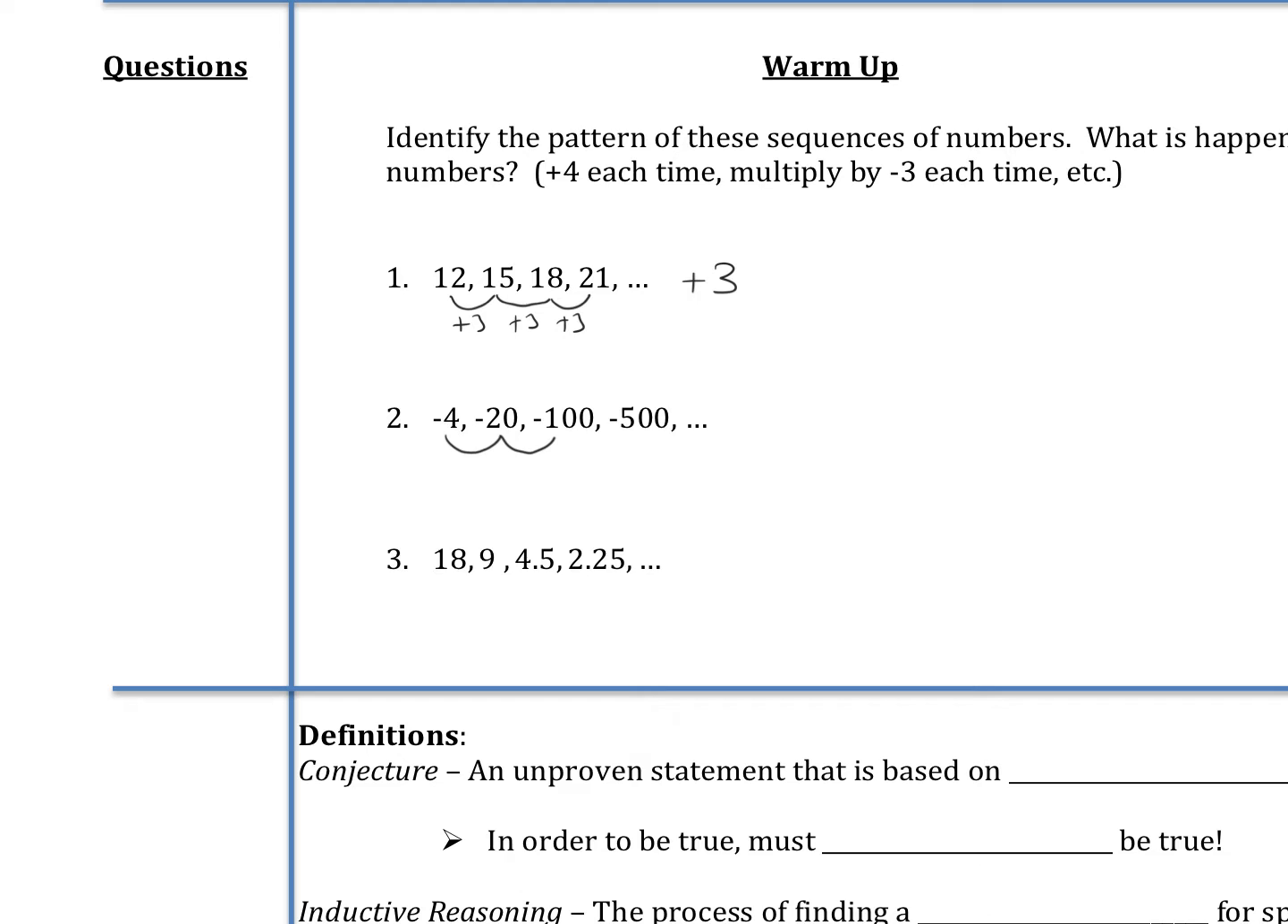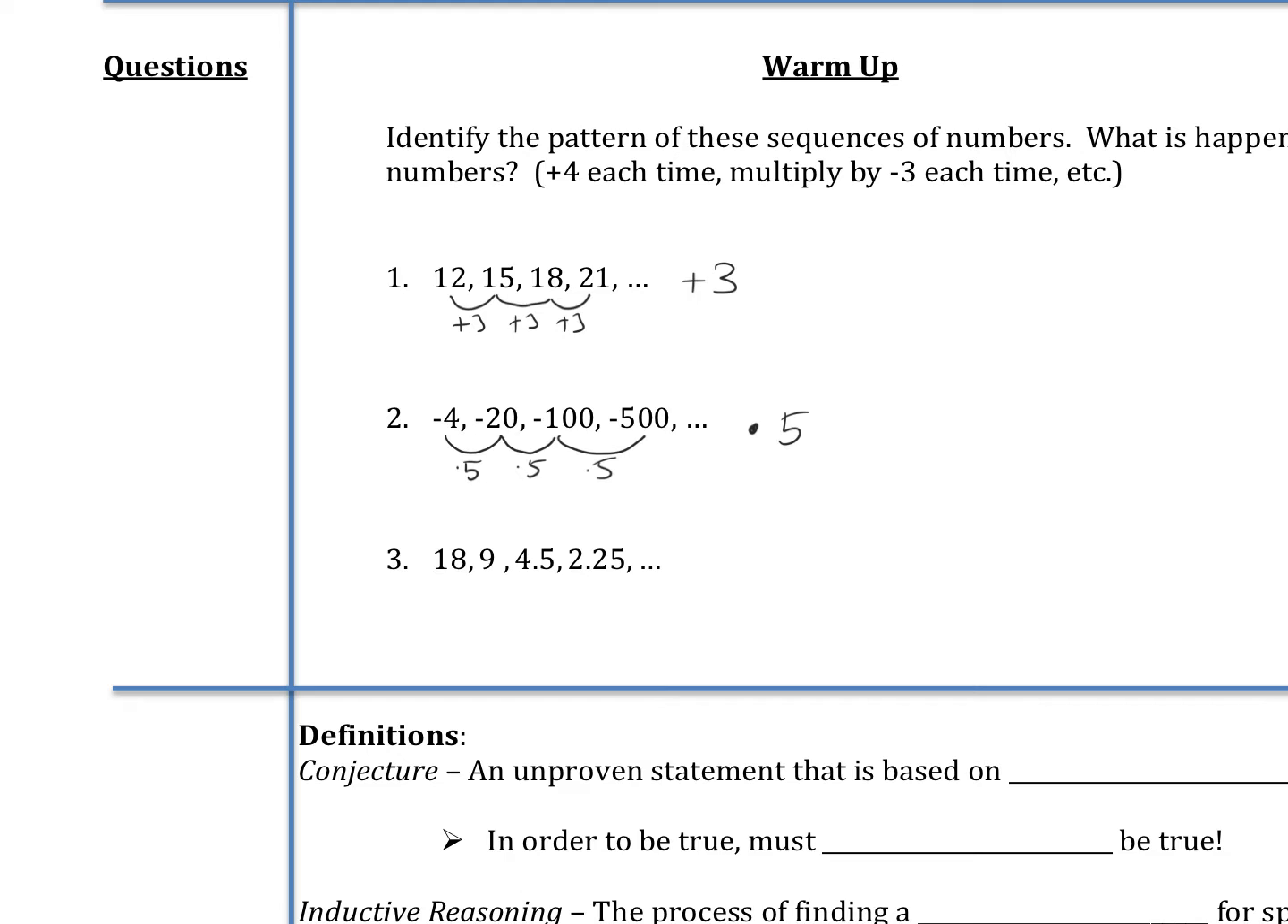Can we multiply by anything to get to negative 20? Negative 4 times what is negative 20? Well, is it positive 5 or negative 5? Remember, two negatives make a positive. So, a positive and a negative multiply to a negative. So we're going to have negative 4 times positive 5 is going to be negative 20. How about negative 20 to negative 100? That's also times 5. How about this one? Negative 100 to negative 500. Also times 5. So it looks like the rule is we're multiplying by 5 each time.